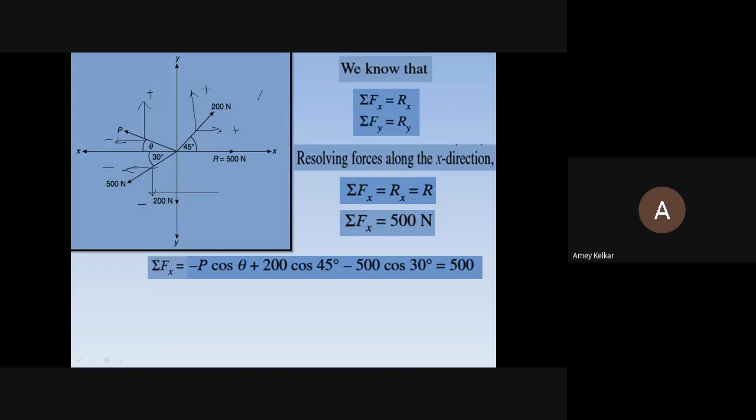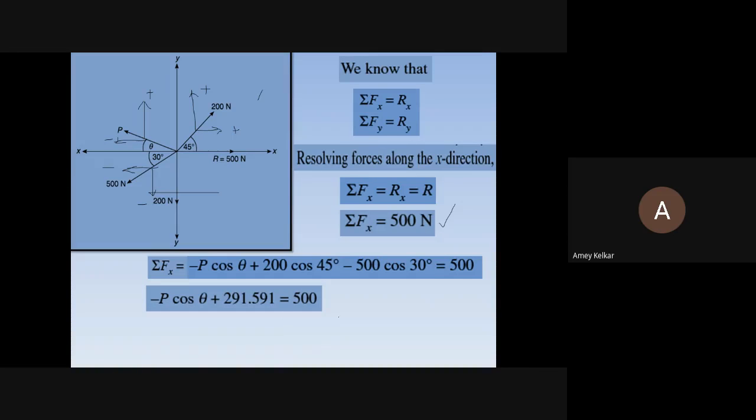cos theta. Plus, now I'm going to the first quadrant. I have 200 at an angle of 45 degrees, 200 cos 45. Then coming to the third quadrant, minus 500 cos 30 is equal to R, because see here I have this statement: summation of Fx is nothing but summation of x is equal to R. So I am equating this to 500. In the next step, I am solving it.